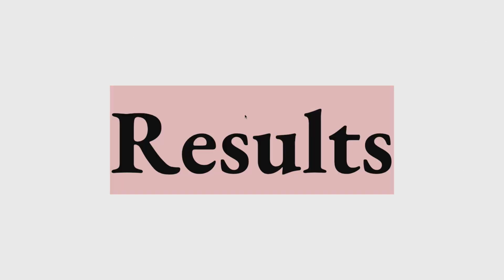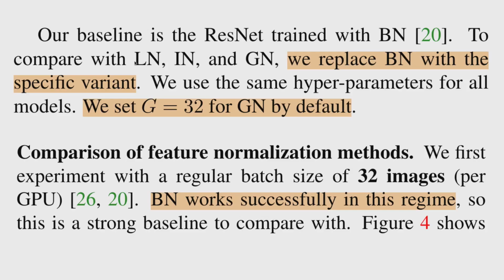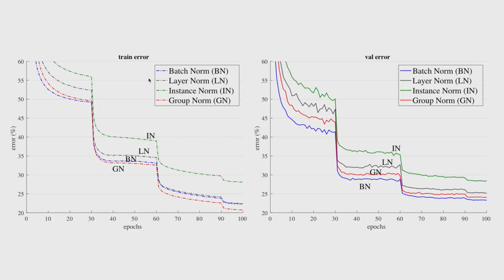All right, let's look at the results. The baseline results that we're going to look at have a G value of 32, and they also use a batch size of 32 images because batch norm works successfully, and so that's their baseline. So what we're looking at here is all trained on a batch size of 32. They have the train error on the left and the validation error on the right.